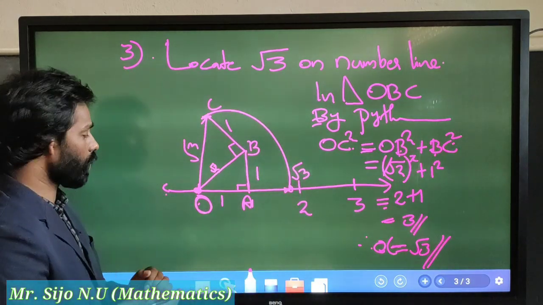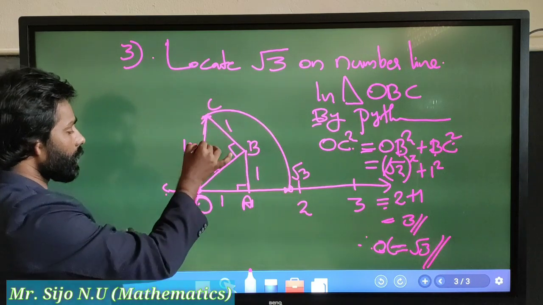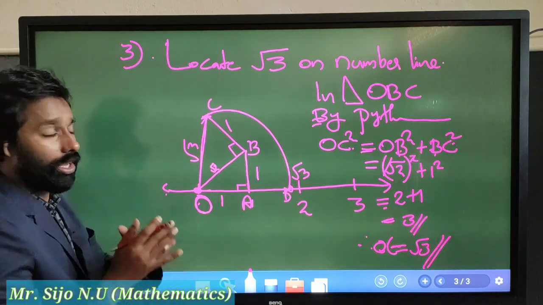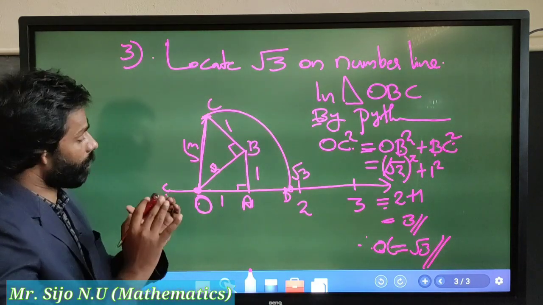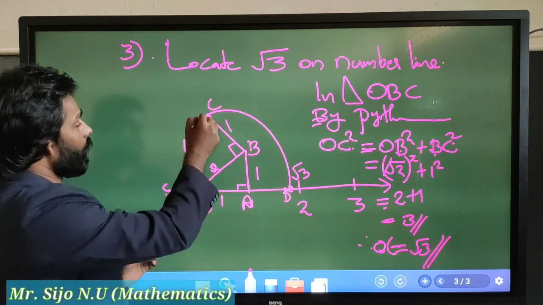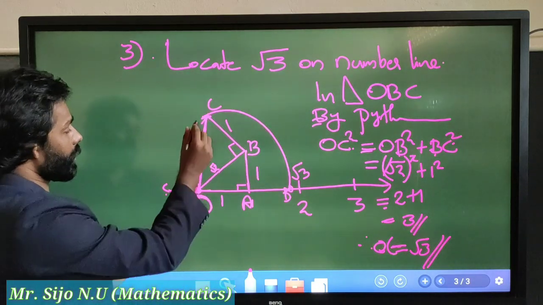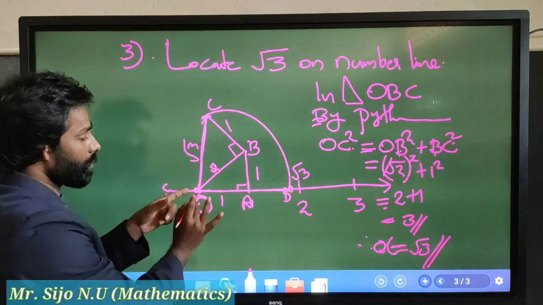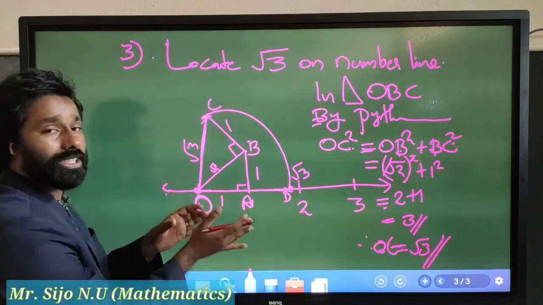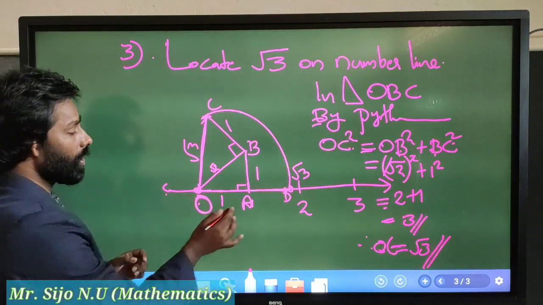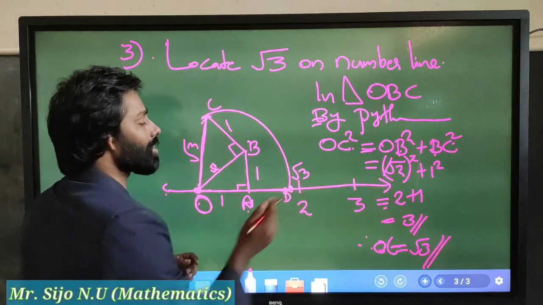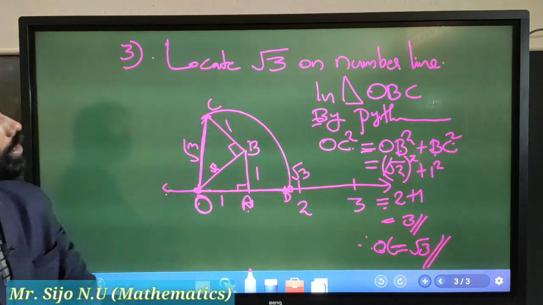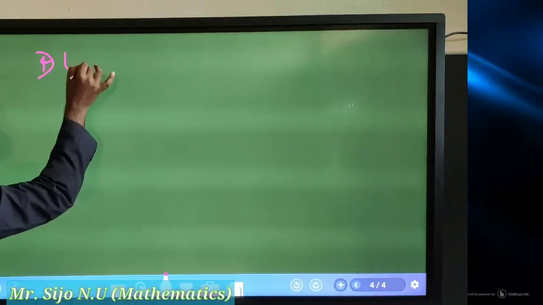Why is it root 3? Because we know this OC and OD are the radii of the same circle. Therefore, the length from here to here and from here to here are the same. Therefore, from here to here it's root 3. When we consider this as a number line, of course we know this is 0, this is 1 and this is 2, 3, etc. So the position of root 3 on the number line is here. So our question is this one, locate root 3 on number line.